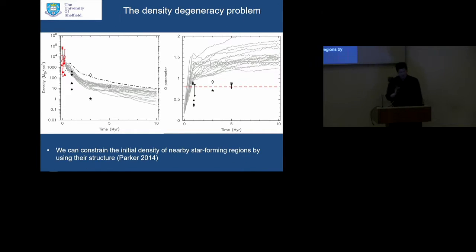So this immediately allows us to put constraints on this density degeneracy problem. Let me remind you, we start off with some simulations where we put very, very high stellar densities initially. These are consistent with these observations after a few million years. But if we look at the Q parameter for these same observed regions, then what we see is the majority of the observations lie much lower than the simulations of these dense initial conditions. So these dense initial conditions in the simulation are inconsistent with the observations.